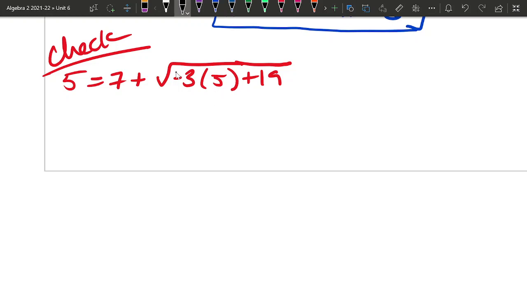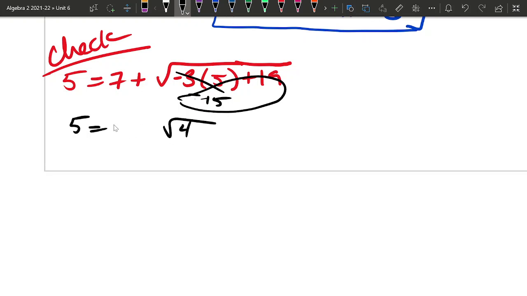Negative 3 times 5, that's negative 15. Negative 15 plus 19, that's 4. So I put that together. This makes a 4, so that's the square root of 4. Bring down the rest of that. Square root of 4 is 2.